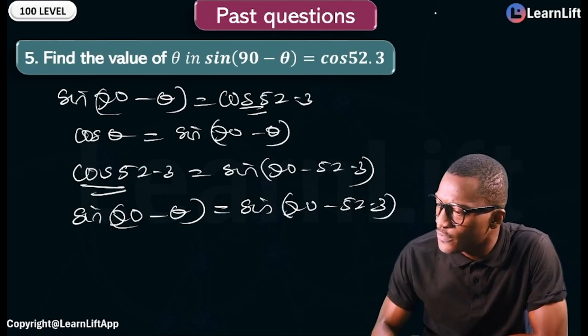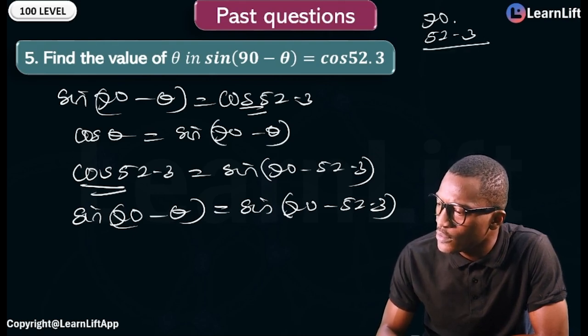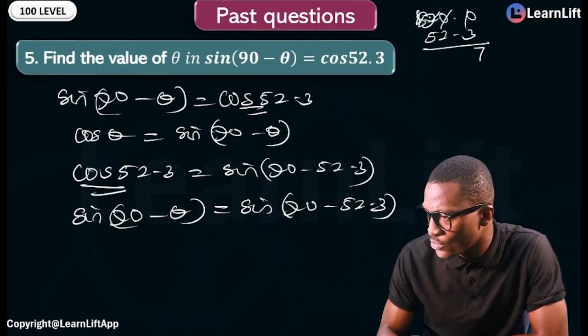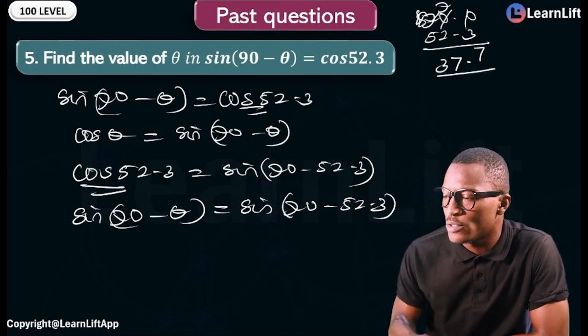So what's 90 minus 52.3? 90 minus 52.3. I'm not a calculator, so the 0 will give me a 1, that will be 7. This will now be 8. This was 9, so it was 8. This is 9, and 9 minus 2 is 7. That's 37.7. Is that correct?